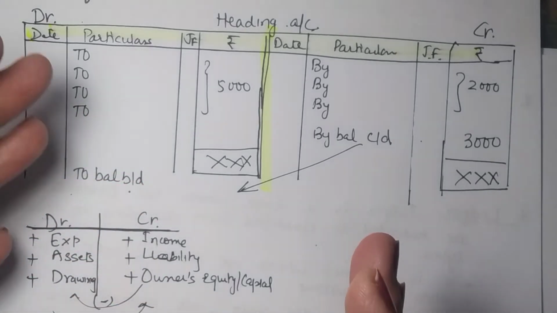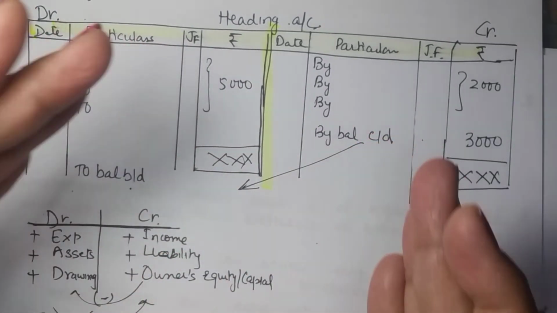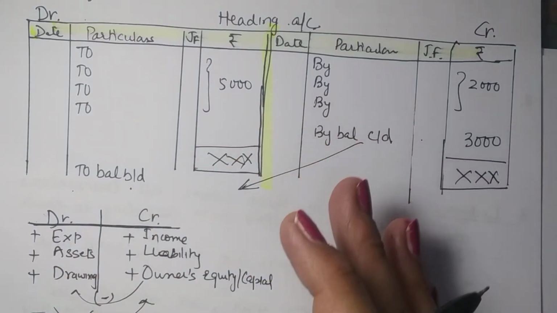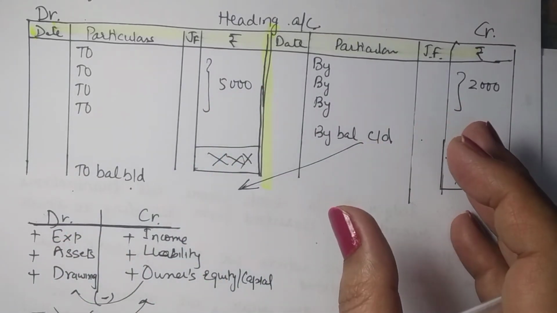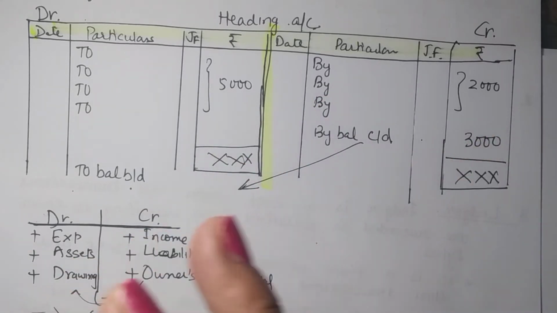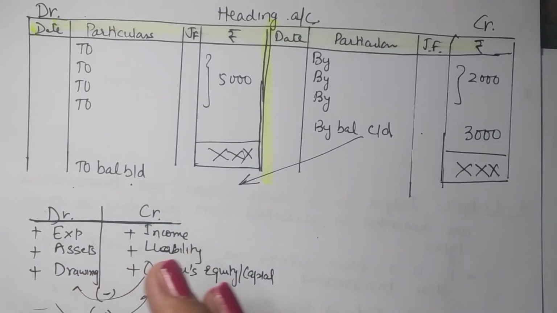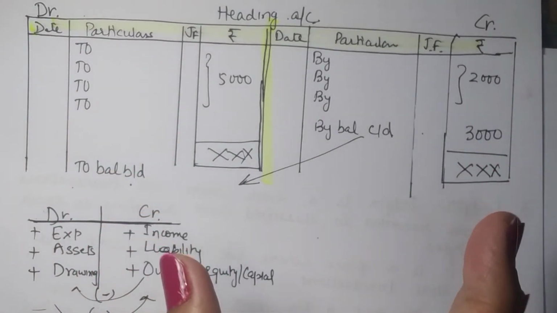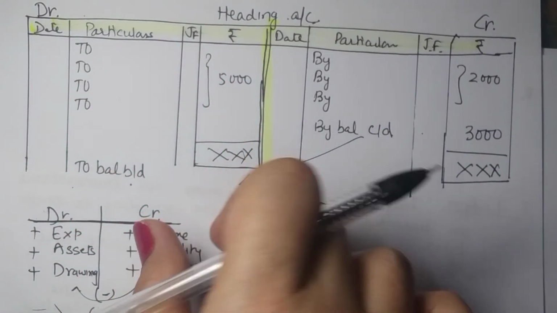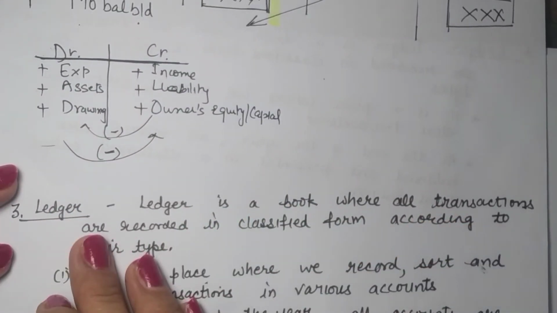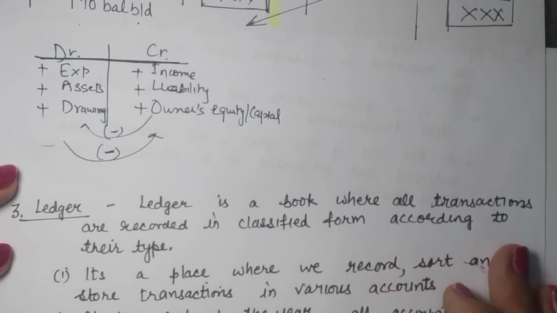So, businesses have a particular book called ledger. Like in your schools, you had different copies, a copy for maths, a copy for say science, a copy for SST. So you have copies with different subjects, different names. So business also has different registers, different copies for entry making and for making accounts. Now the copy or the book wherein all accounts are maintained is called ledger. So a ledger is a book where all transactions are recorded in the classified form according to their type.